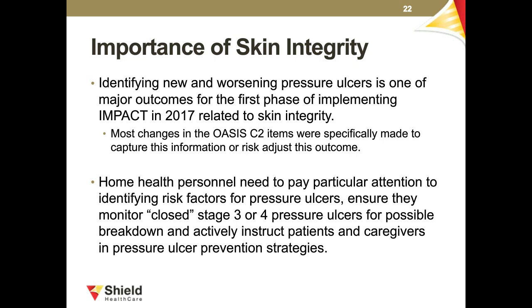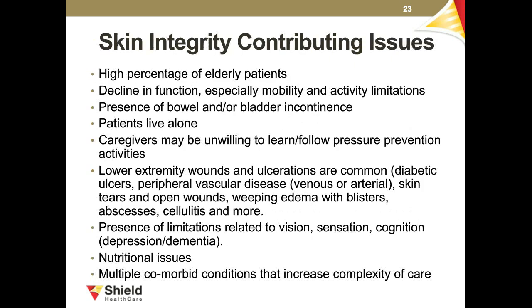It also resulted in a number of definition changes from what we've been seeing for a long period of time. Home health personnel need to pay particular attention to identifying the risk factors for pressure ulcers, ensure they're monitoring any closed, which means reepithelialized, stage 3 and 4 pressure ulcers for possible breakdown, and actively instructing patients and caregivers in pressure ulcer prevention strategies. These are best practices, but they're vitally important if we're going to have a good impact on both the outcomes and the cost of care for folks.